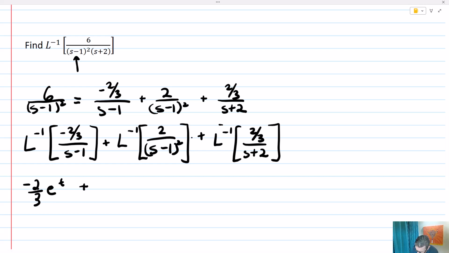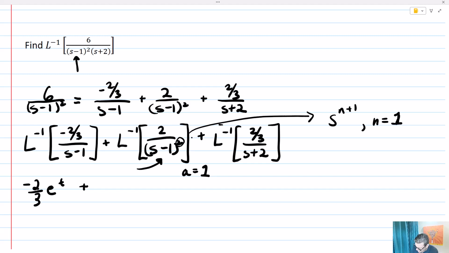Then plus, and then this one's going to be the one where we use the first shifting theorem. Notice that we have a squared term, so our a here in this case is going to end up equaling 1. And this is going to be t to the first power. And that's because, right, s to the n plus 1. So n is going to end up equaling 1. So this term is going to end up being 2 e to the t. And the e to the t comes from the s minus 1 in there.